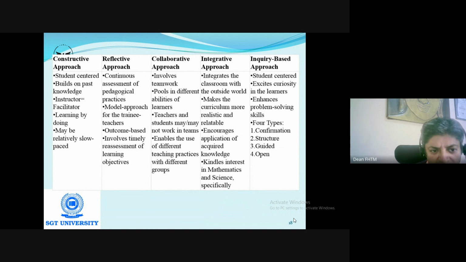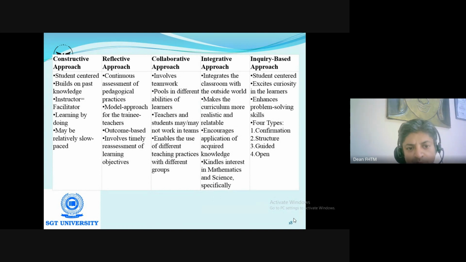Collaborative: teamwork, where different abilities of learners are clubbed together. Teachers and students may not work in teams; it depends. It enables the use of different teaching practices with different groups. Integrative: integrates the classroom with the outside world. It could be with other mechanisms also. Makes the curriculum more realistic and relatable. Encourages the application of acquired knowledge. Yes, you have scope to practice. Kindles interest in mathematics and science specifically.